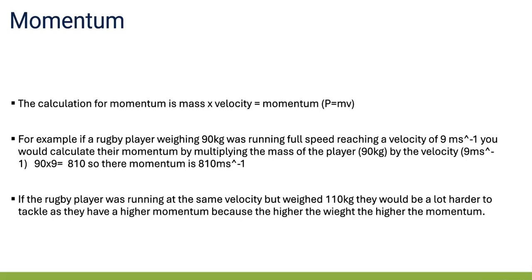For example, if a rugby player weighing 90 kg was running full speed, reaching a velocity of 9 meters per second, you would calculate the momentum by multiplying the mass of the player, which is 90 kg, by the velocity, which is 9 meters per second. So 90 kg times 9 is 810. So the momentum is 810 meters per second. If the rugby player was running at the same velocity but weighed 110 kg, they would be a lot harder to tackle, as they have a higher momentum, because the higher the weight, the higher the momentum.